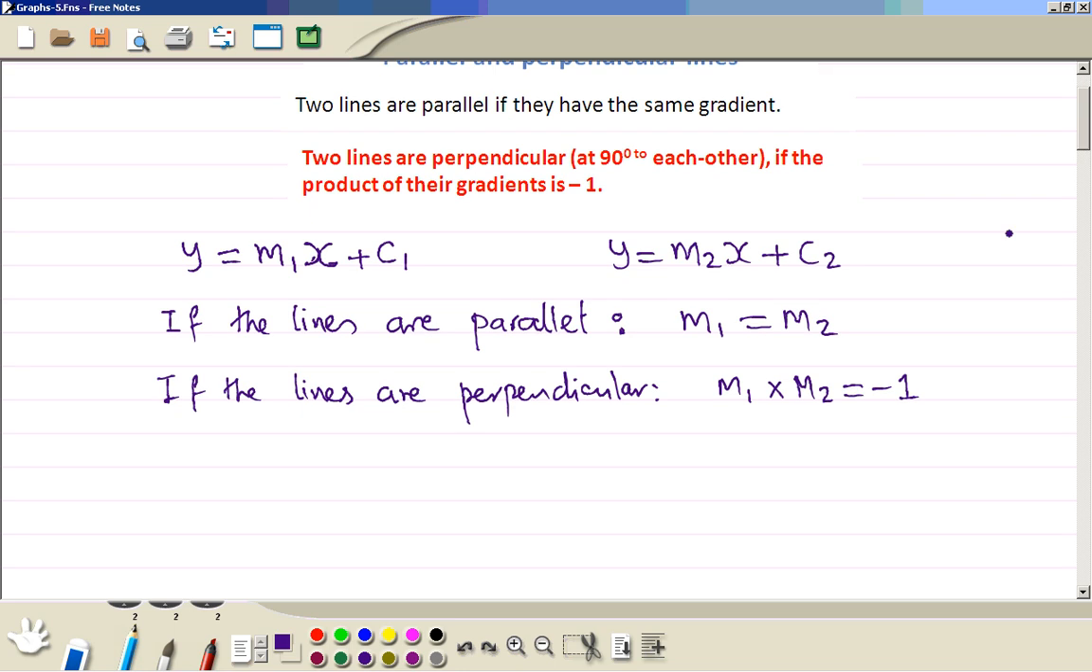Now this equation would help you if you know one gradient, say you know m1, and you want to find the other, perpendicular gradient. So just divide both sides by m1, so it's m2 equals minus 1 divided by m1 on the bottom.